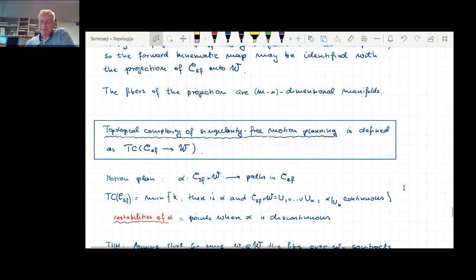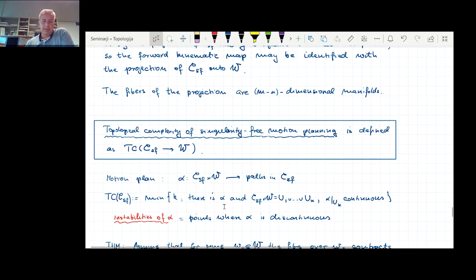And most of the time there is no continuous solution on the entire space. So this is some number. You can also study the set of points where this thing is discontinuous.